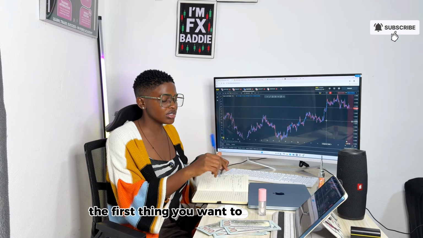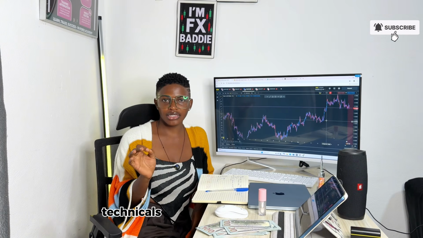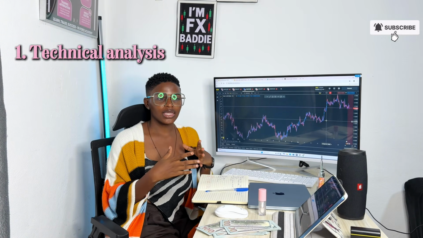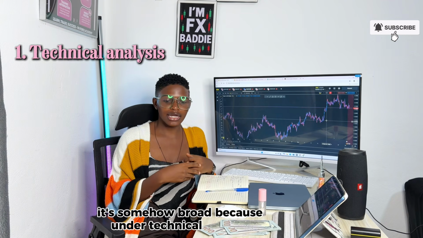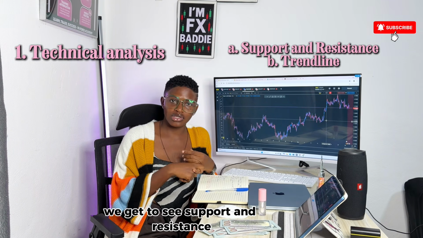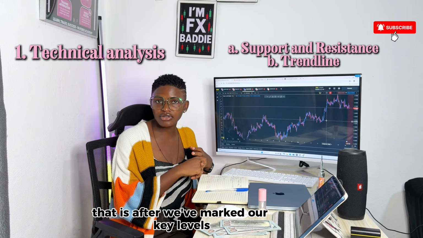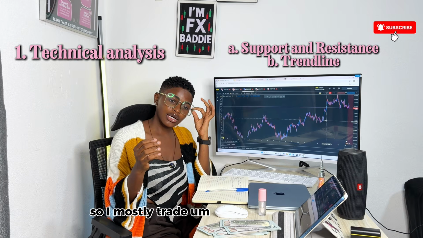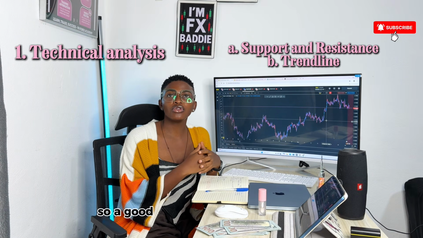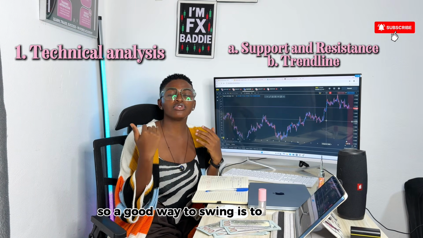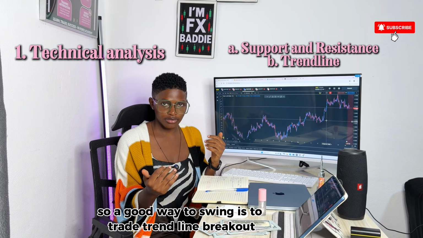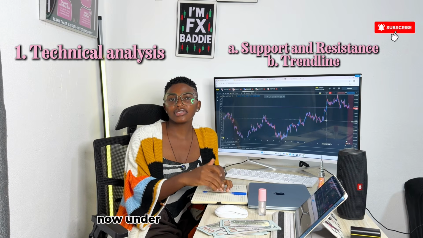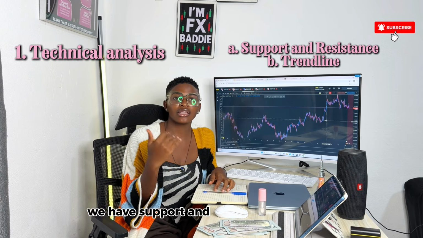So the first thing you want to take into consideration is technicals. That is technical analysis. Technical analysis is somewhat broad, because under technical analysis we get to see support and resistance. After we've marked our key levels, we get to see our trend line, right? So I mostly trade trend line breakout. A good way to swing is to trade trend line breakout, right? So the first is technicals. Now under technical analysis, we have support and resistance.